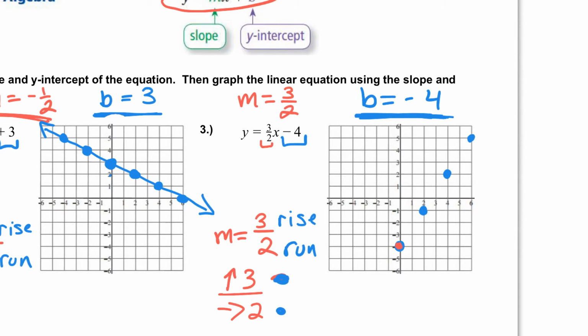And we get this nice straight line. And if we draw a line through it and put arrows on the end of that line, there's the graph of the linear equation, y equals 3/2 x minus 4. Okay, let's take a look at some other examples here on the back side.